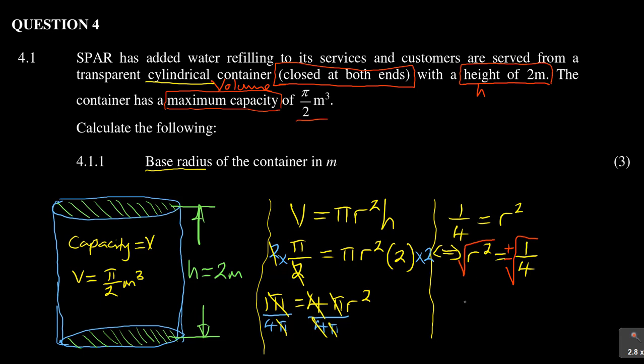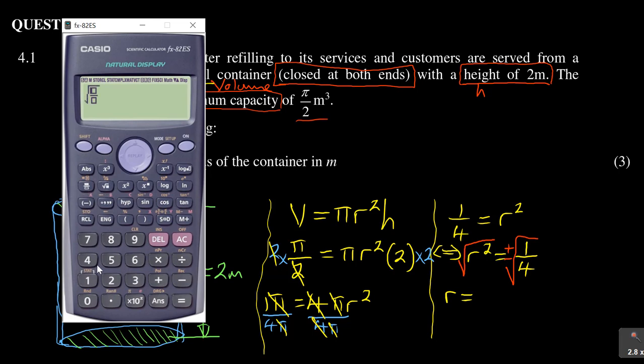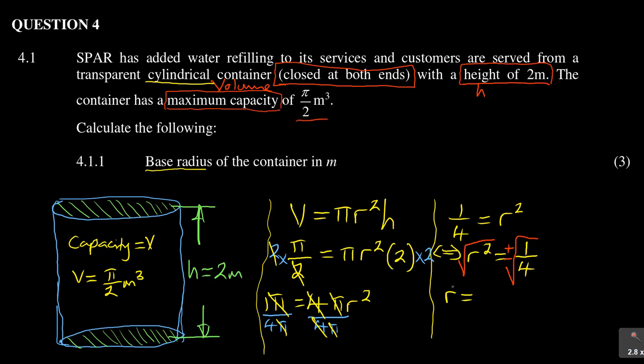And you will have now r is equal to the square root of 1 over 4, which will give you 1 over 2. So it's plus or minus 1 over 2. But since we are dealing with the radius, you cannot find a negative radius. Therefore, our radius is positive, which is equal to positive 1 over 2.